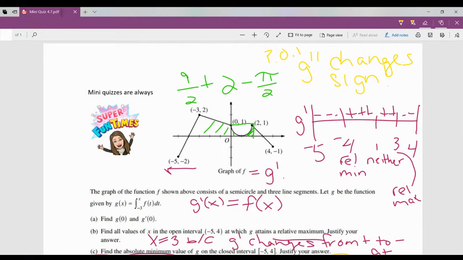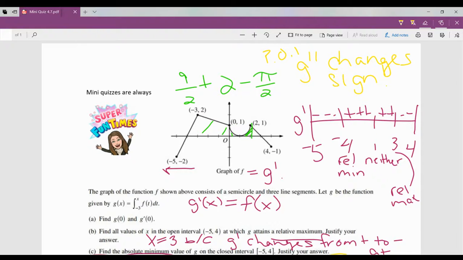Hold on one second, people, let me get rid of this stuff going on the graph so that we're not confused by other stuff going on. All right, so it changes signs.